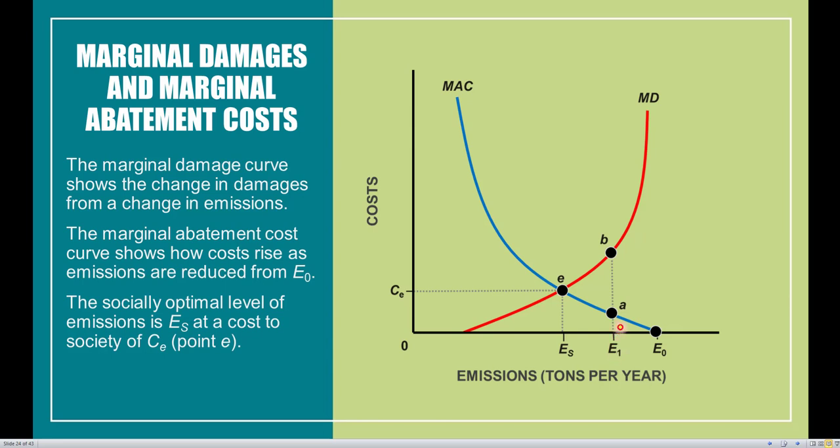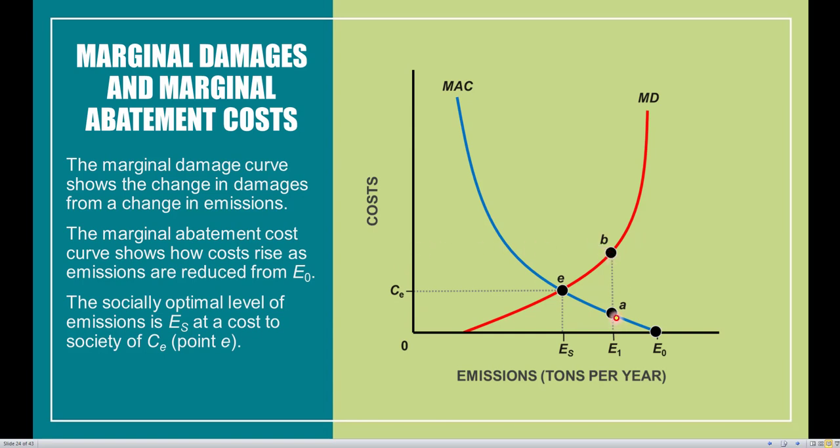Why would something like E1 not be our socially optimal amount of pollution? Well, because we notice that at this point, the marginal damages are greater than the marginal abatement cost. So we're suffering a lot in terms of society, in terms of pollution, but the cost to clean up the pollution is still relatively low, less than the cost of the damages right here.